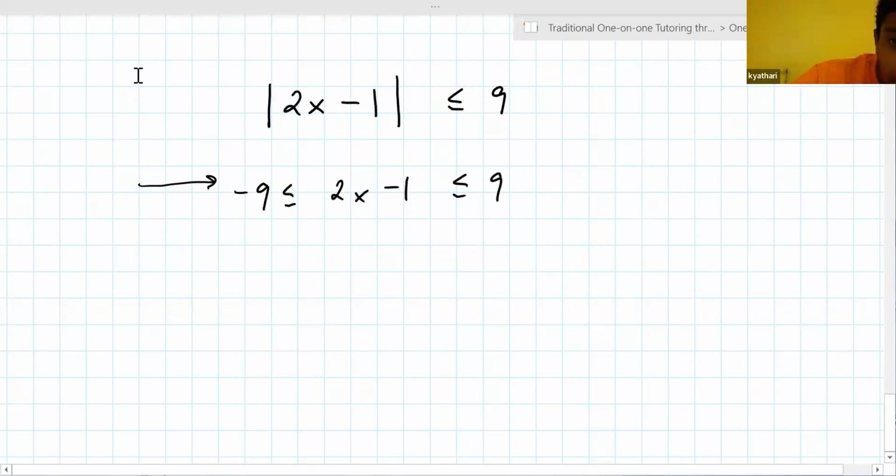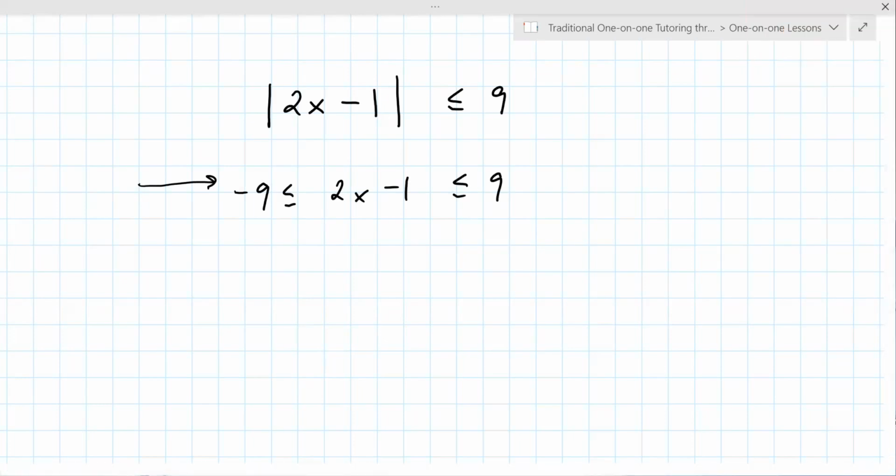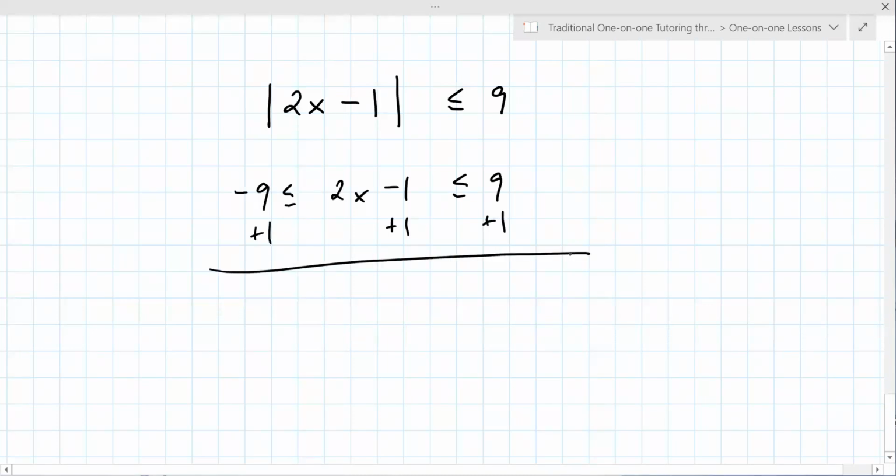So what's the next step from this line? What do you undo first? Do you undo multiplication by 2 or subtraction by 1? Subtraction by 1. Okay, and how do you do that? I think you undo subtraction with addition. So you're going to add 1 to both sides. So give me the number here, please.